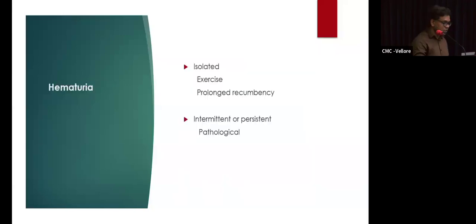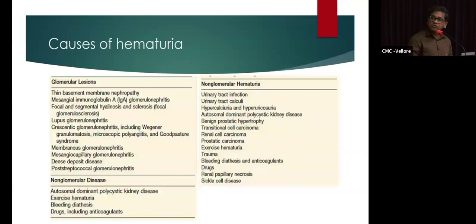So the first part will be hematuria. Hematuria might be isolated. It might be because of exercise or prolonged recurrence. It might be intermittent or persistent. Then we have to consider the pathological causes. The causes of hematuria can be divided into glomerular causes and non-glomerular causes.